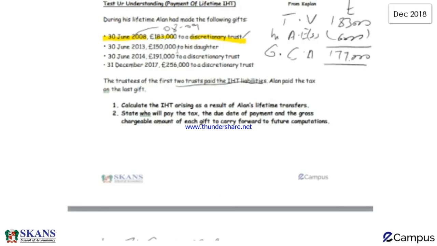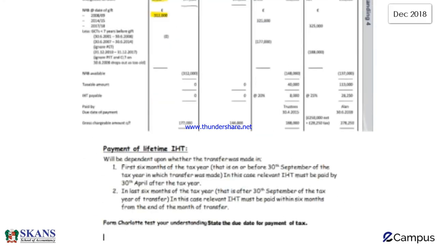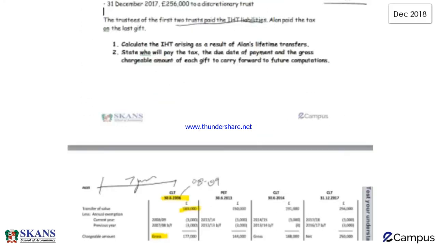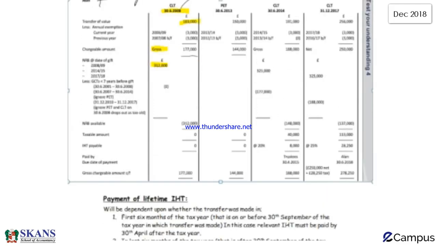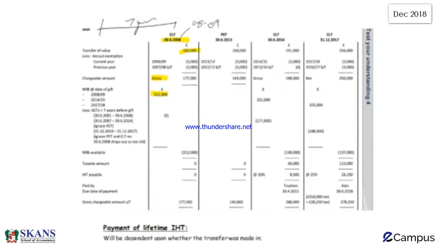It was 150,000 made to his daughter. So, first of all, this transfer is not a CLT, it's a PET. Now, as we can see, it's a potentially exempt transfer. We will only be calculating the gross chargeable amount. Transfer value was 150,000. Now, why are we deducting two annual exemptions?